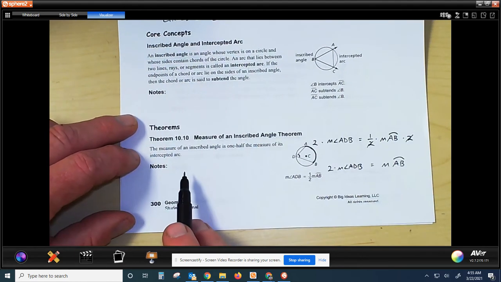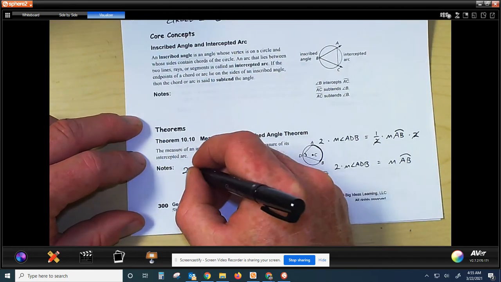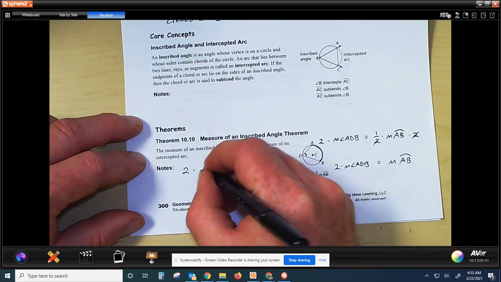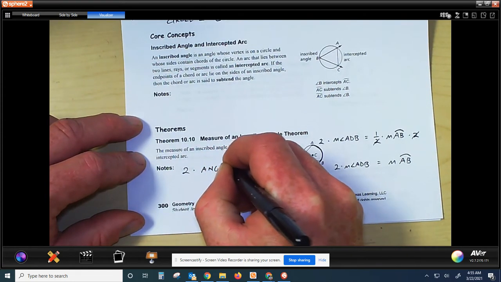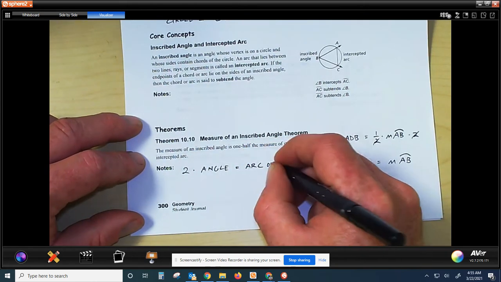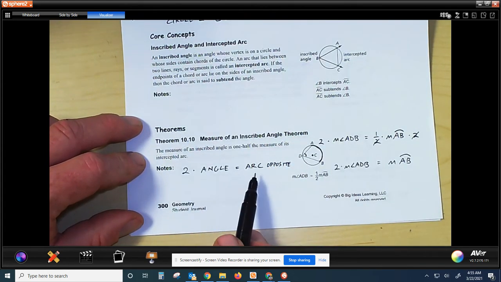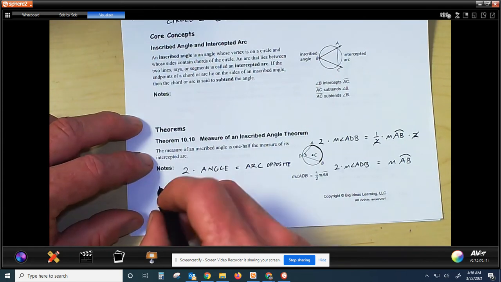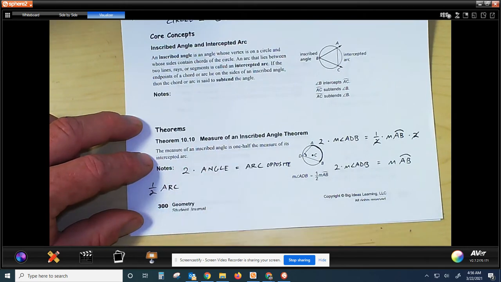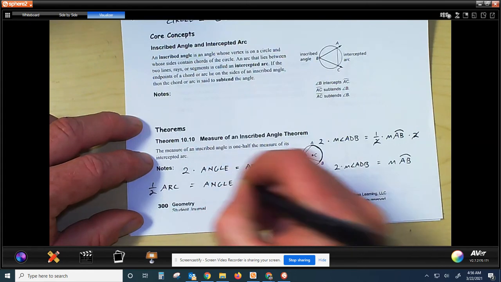I'm going to write that one more time in the notes. And this is kind of how my mind works. I'm going to break it down even simpler. 2 times the angle equals the arc opposite. Okay, so put in opposite too. 2 times the angle is equal to the arc opposite. 1/2 of the arc is equal to the angle opposite.